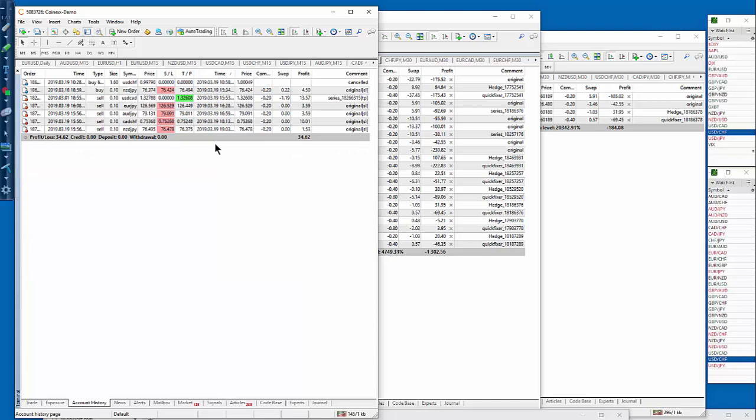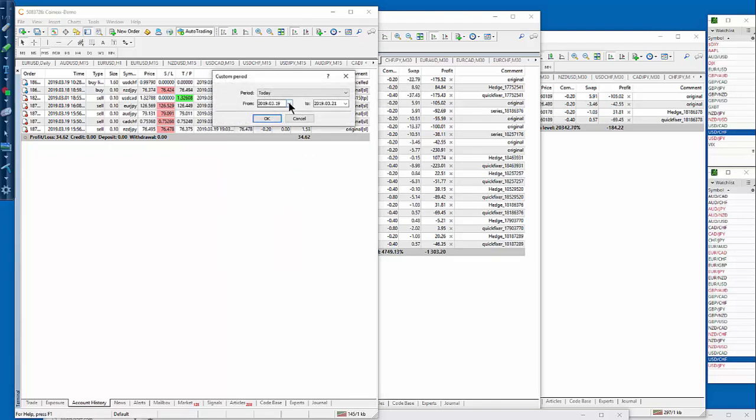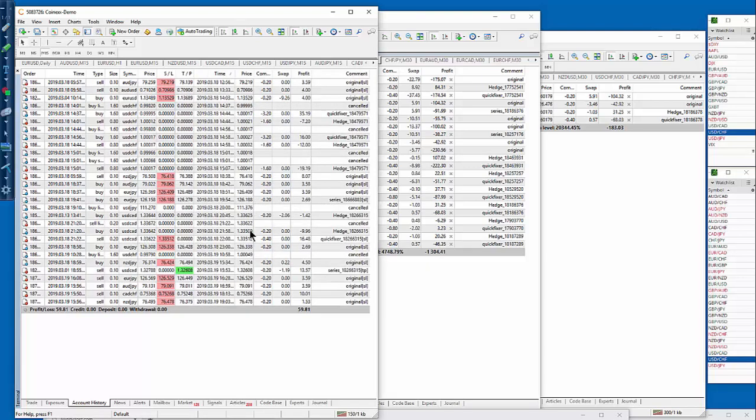Now, this is the amount of booked profit that I made in the trading day that was Tuesday. But what I'm going to do is back up the history to Sunday the 17th, when this trading week started, and show you that there has been very little trading that has happened so far this week. A grand total of $59.81.